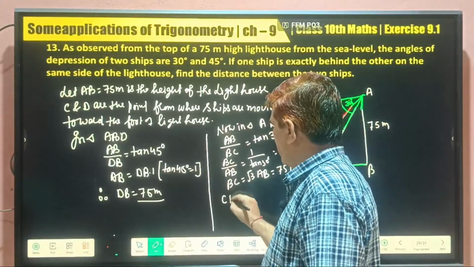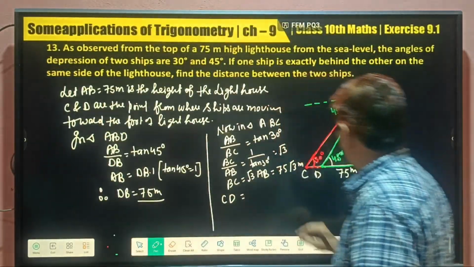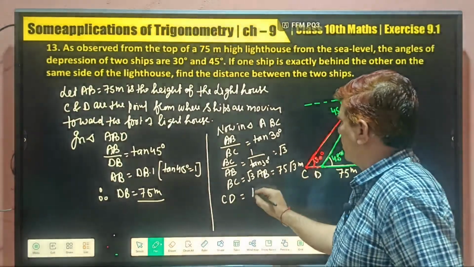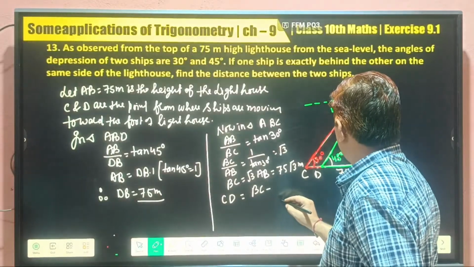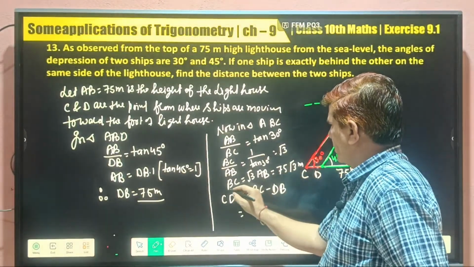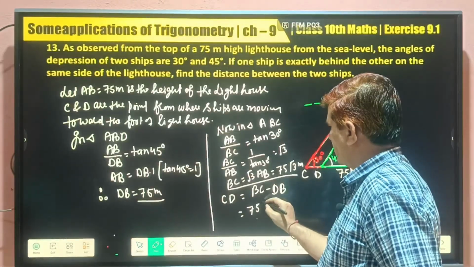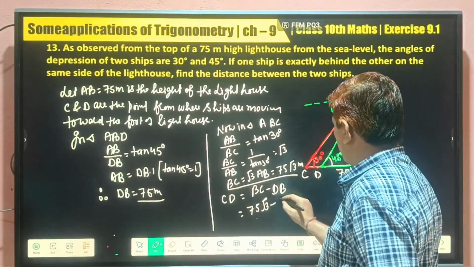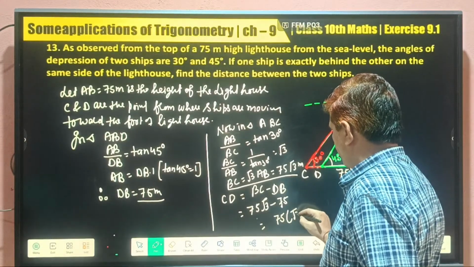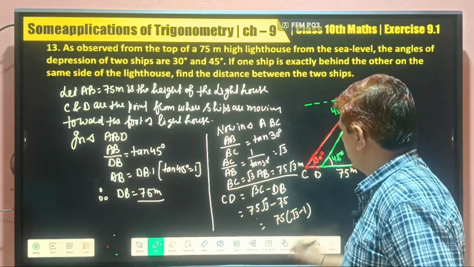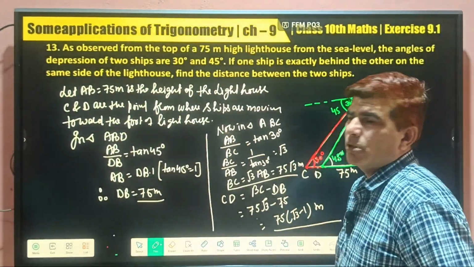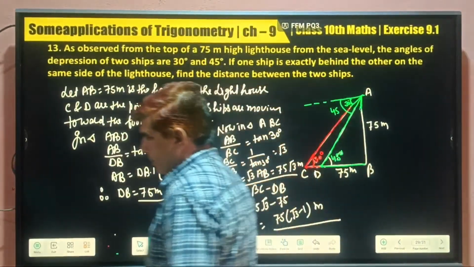So what's there for CD? We have to find out. CD is equal to what? BC minus DB. What's your BC? This, minus DB, 75. So how much? 75 taken common, root 3 minus 1 meters. That is the distance between the two ships.